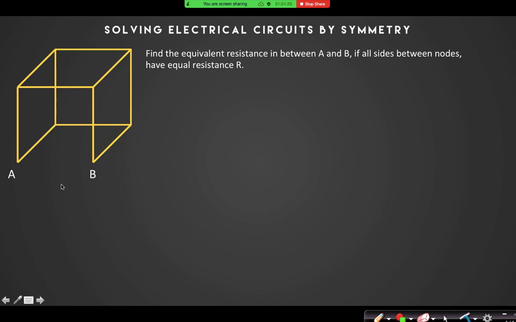Now this is a cube. Each of them has resistance R. But I have disconnected, I have removed this portion AB. Can you calculate what is the equivalent resistance between AB?